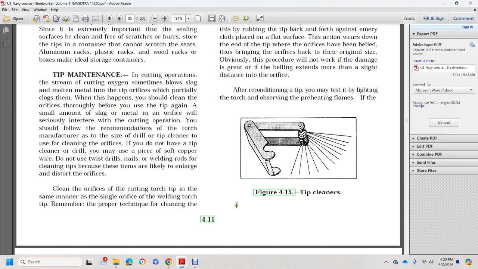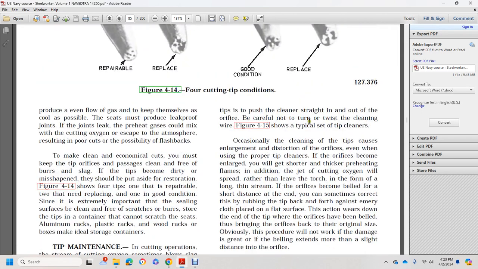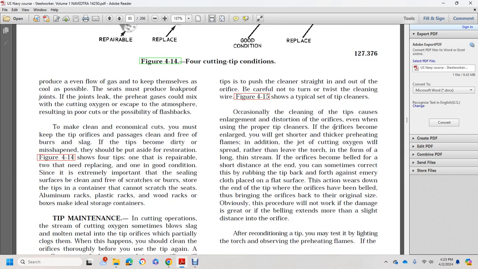Remember the proper technique for cleaning the tip. Push the cleaner straight in and out of the orifice. Be careful not to twist the cleaner. The figure shows a typical set of tip cleaners. Occasionally, cleaning the tip causes enlargement or distortion of the orifice. Even when you use the proper tip cleaner, if the orifice becomes enlarged, you will get a shorter and thicker preheating flame. The jet of cutting oxygen will be spread rather than leave the torch in the form of a long stream, and the orifice becomes belled a short distance from the end.